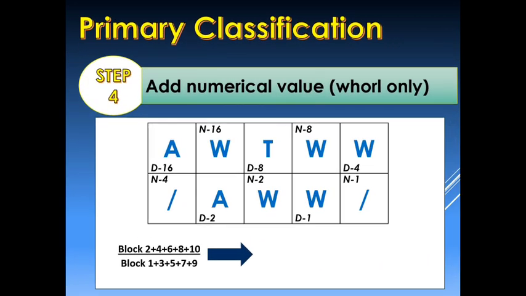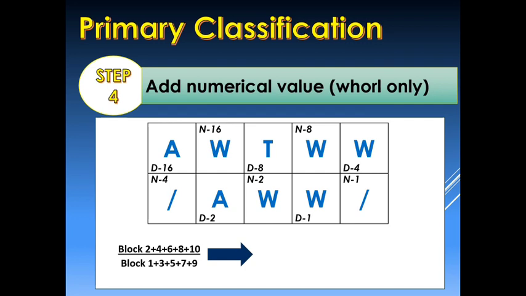Okay, so let us now proceed with the fourth step in primary classification. The fourth step is to add the numerical values. If you can remember, when we talk about primary classification, this is the summation or adding of all the numerical values which are assigned to whorl type of pattern. Take note, we are going to add the numerical values of those whorl patterns which are present in the fingerprint blocks. So how is this possible?